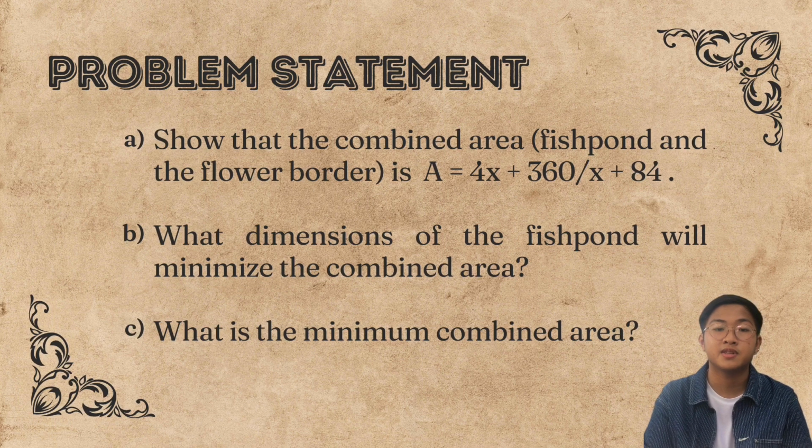There are 3 problem statements in our discussion. Firstly, show that the combined area, which is the fish pond and the flower border, is A equal to 4x plus 360 over x plus 84. Next, what dimensions of the fish pond will minimize the combined area? And lastly, what is the minimum combined area?